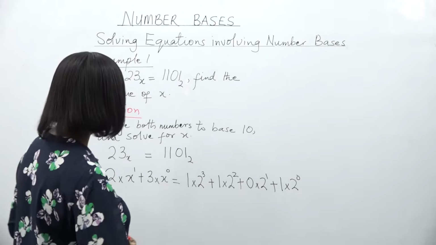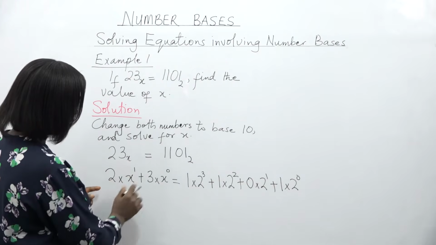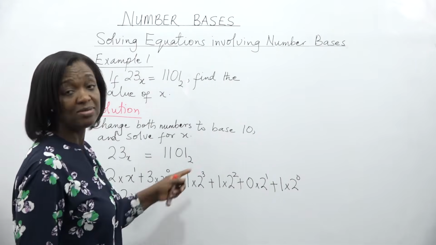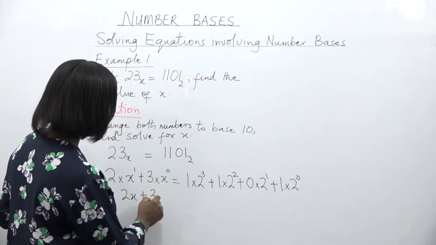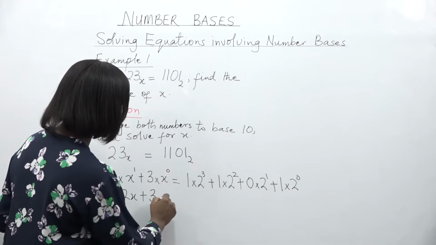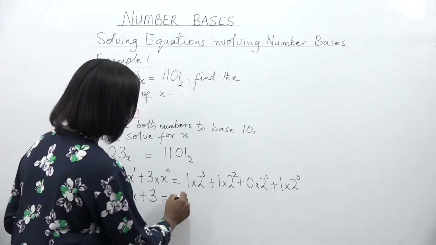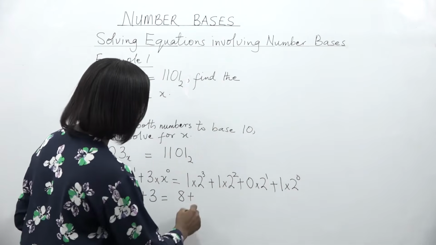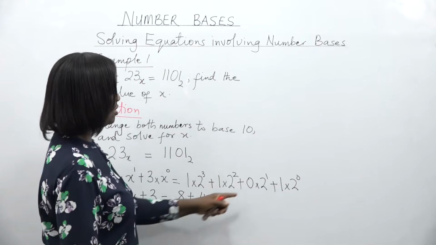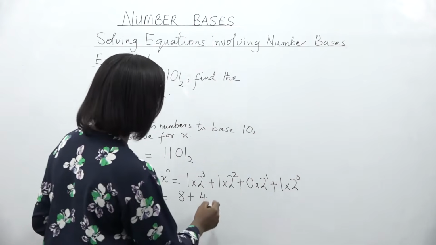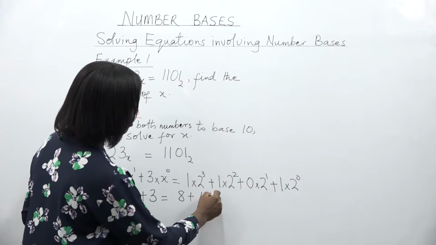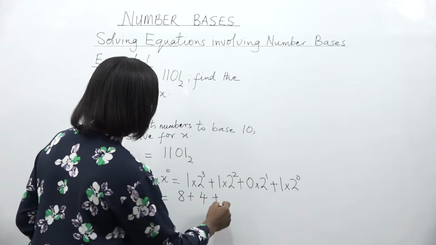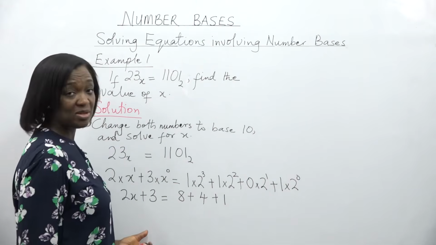Great. So let's simplify. 2 times x is 2x plus 3 times x to the power 0 is 3, because x to the power 0 is 1. This is now equal to 2 to the power 3 is 8 plus 2 to the power 2 is 4. 2 times 0 is 0, so that goes to 0. And 2 to the power 0 is 1, so 1 times 1 is 1. So we have a simple equation here.